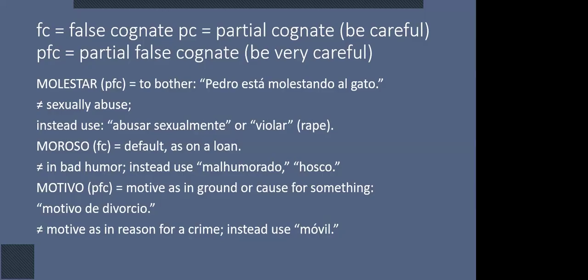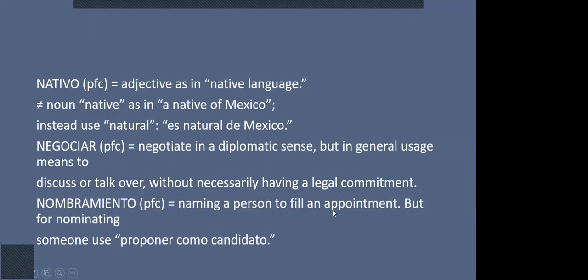Motivo, it's a partial false cognate, equals motive as in ground or cause for something, right? Motivo de divorcio, but not as a motive or reason of a crime. It's more like móvil, right? That's a different term. We have nativo, it's a partial false cognate. It's native as in a native language, not the same as native of Mexico. Instead, natural de México. Es un natural de México. O es natural de México.